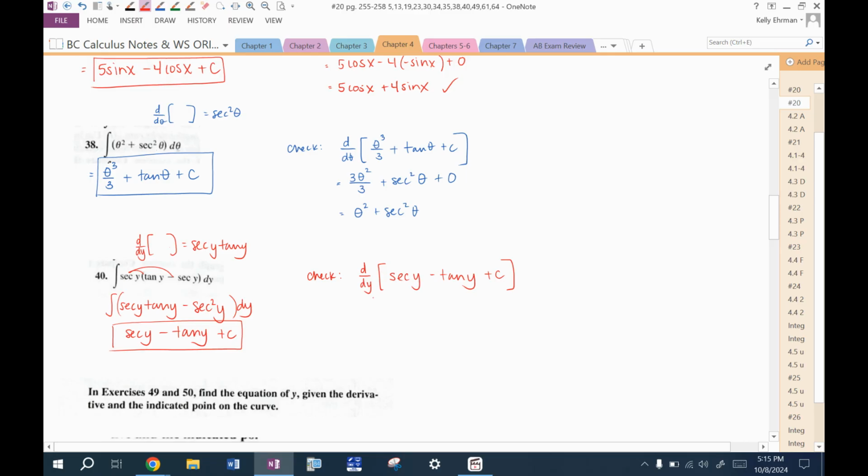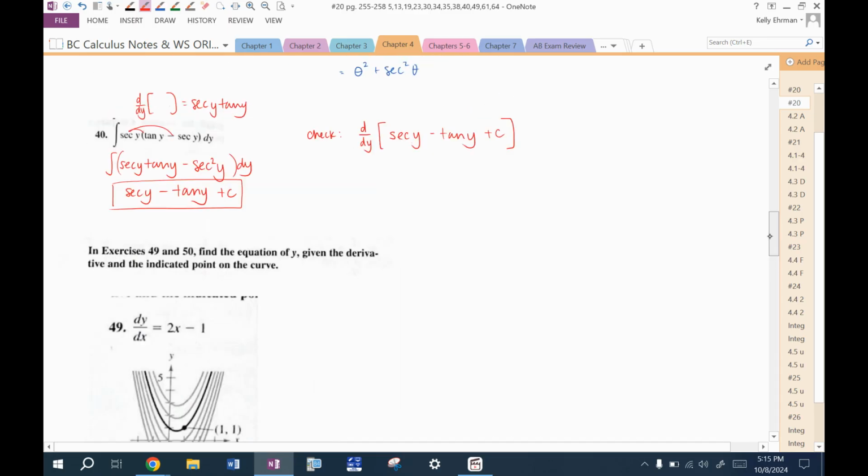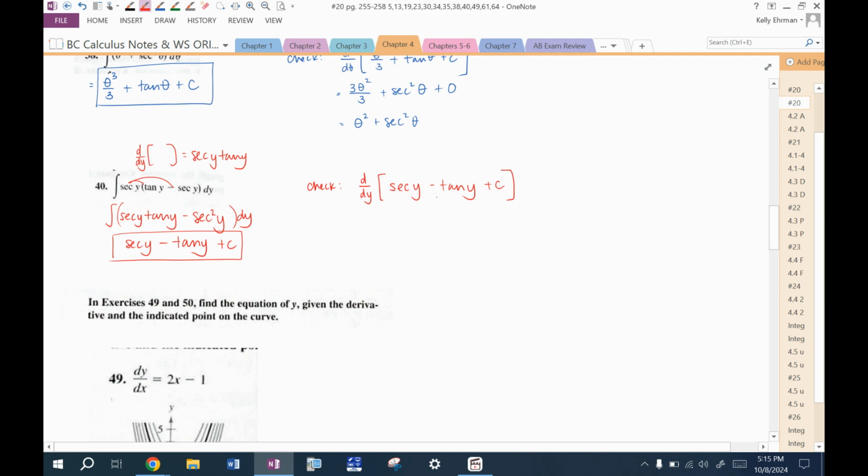All right, and if I take the derivative of that, I don't know if I stopped checking or if I erased my work or what, but let's just double check this. The derivative of secant is secant y tangent y. The derivative of tangent y is minus secant squared y. Derivative of plus c is plus 0. And we're supposed to get this. So if I factor out a secant y, I'm left with tangent y minus secant y. So yeah, that works as well.